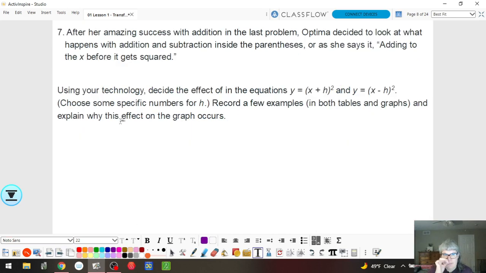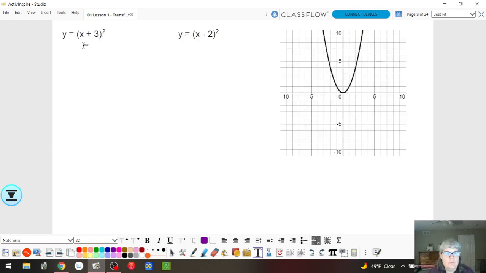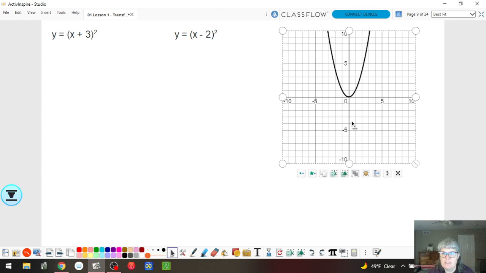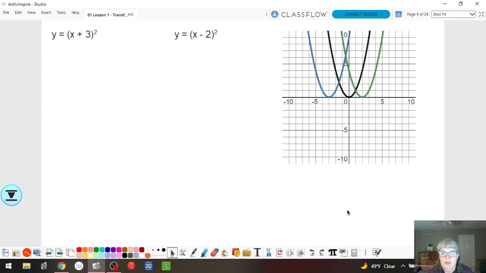And then Optima decided she wanted to try, what if I add or subtract from the x before I square it? And I created the two equations we would use, y equals x plus 3 squared, and y equals x minus 2 squared. Again, we compared the graphs with the original y equals x squared. And you'll see that we have a blue graph that looks to be 3 units to the left, and a green graph that appears to be 2 units to the right.